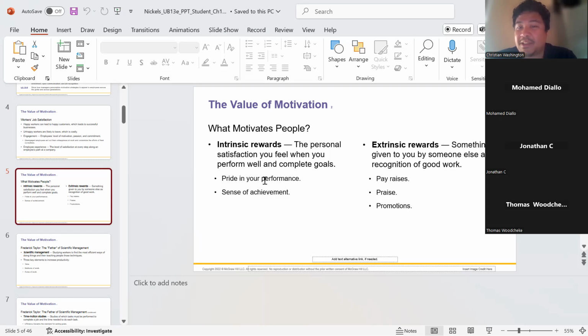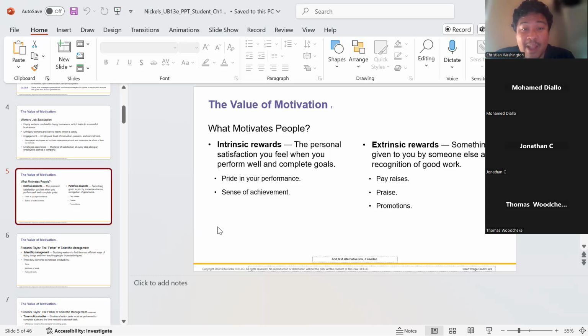Extrinsic rewards, the X-E-X is outside; intrinsic, inside, right? So intrinsic is personal, inside, extrinsic is outside motivating rewards. So money, opportunity. Some people start businesses because they want to make money, right? Usually when someone has pride in their performance, they like what they do, and they're motivated extrinsically, those are usually the high performers because there's two factors of what's motivating them.